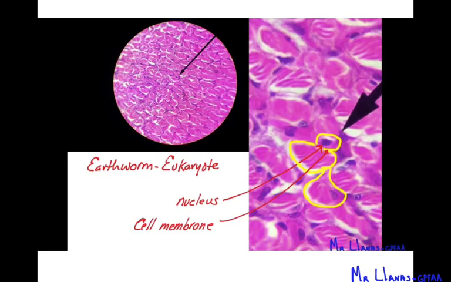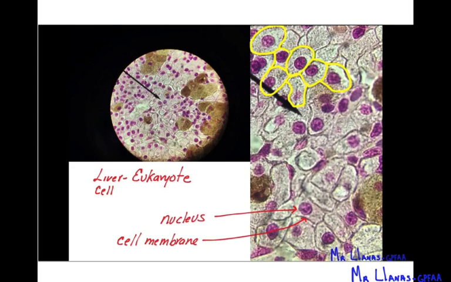This is an earthworm, and you can see the nucleus again. In this one, the nucleus is very easy to spot. That's all the purple dots that you see there, and then you can see the outline of the cell membrane. Okay. The next one is going to be a liver cell. This is a eukaryotic cell. Again, this is very easy to see, very easy to identify the parts.